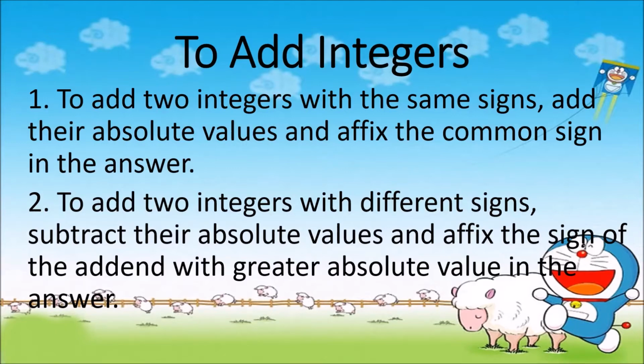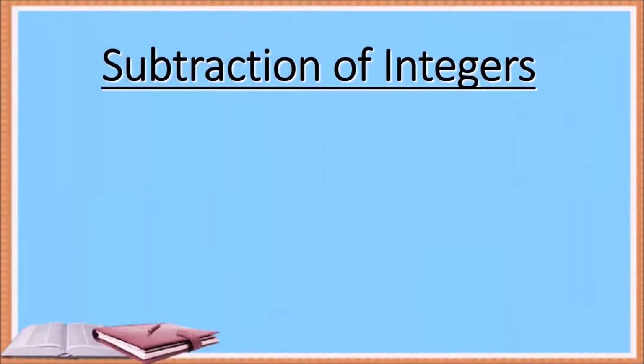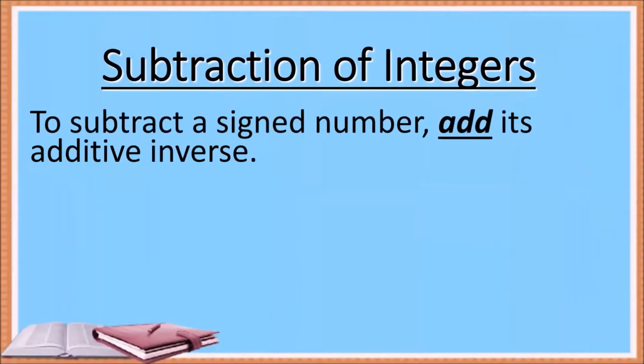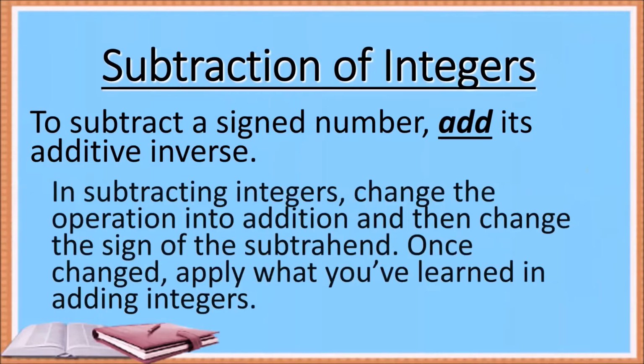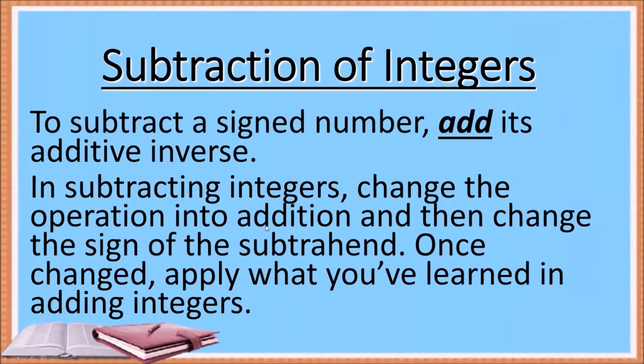Now for the subtraction of integers, to subtract a signed number, add its additive inverse. It means in subtracting integers, change the operation into addition and then change the sign of the subtrahend. Once changed, apply what you've learned in adding integers.